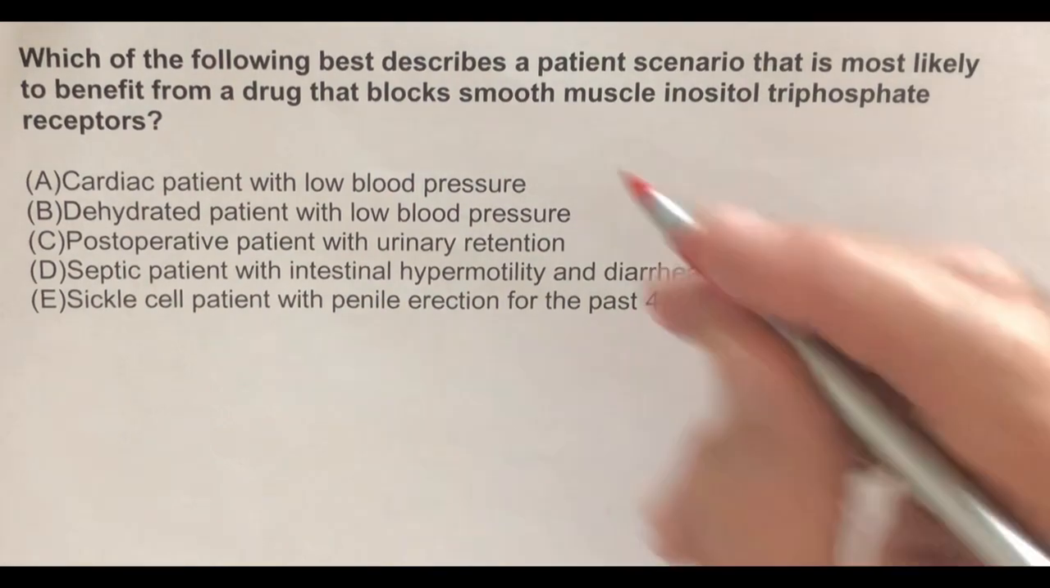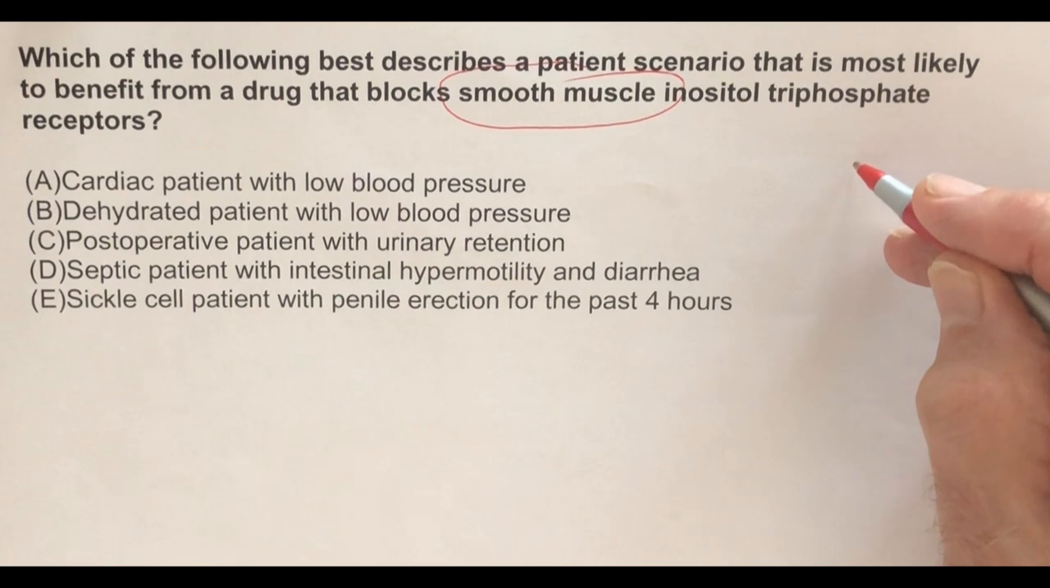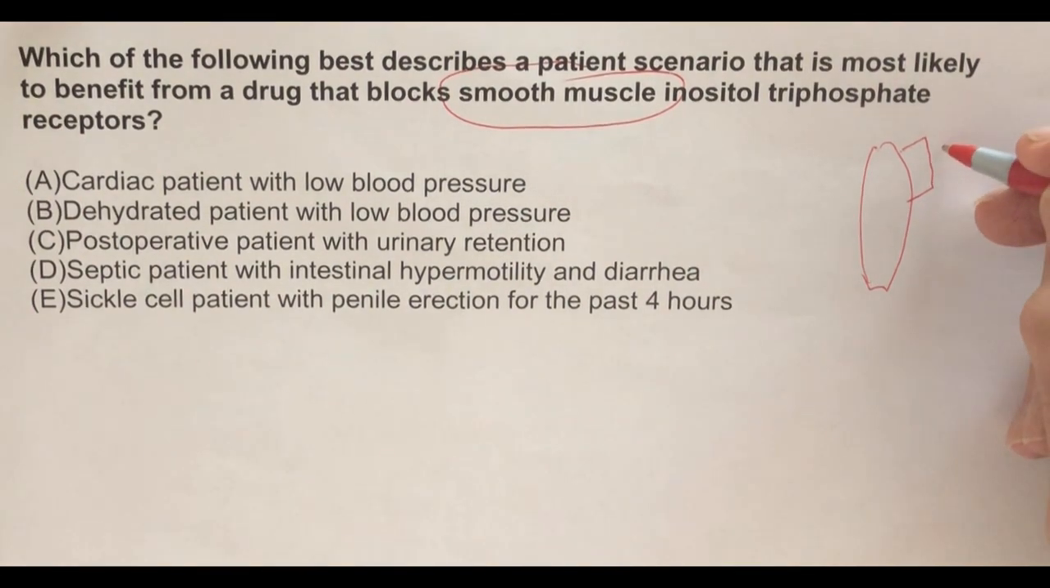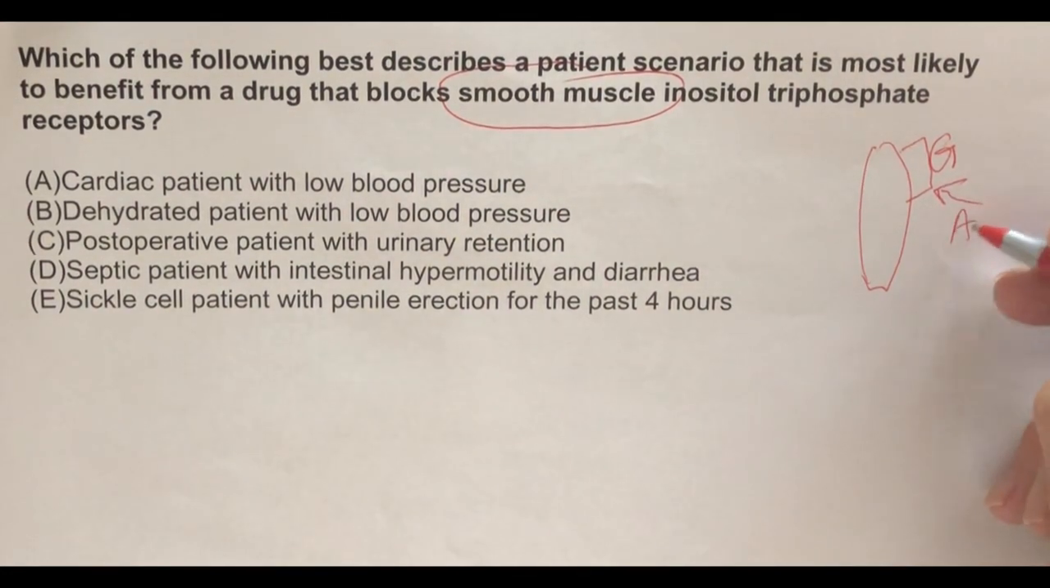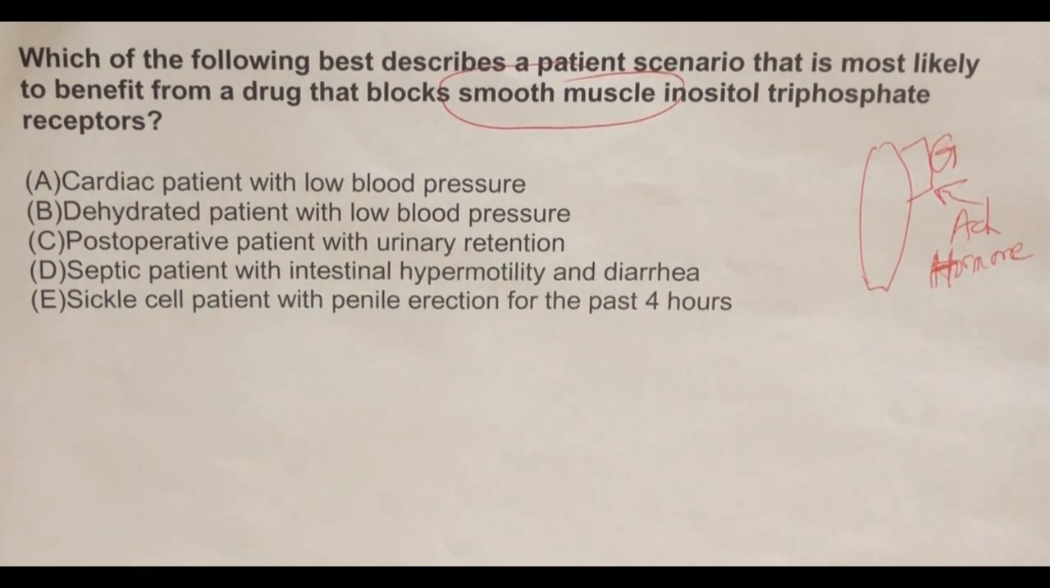So, smooth muscle is the key, isn't it? We have to know a little bit about what smooth muscle does. It contracts, and inositol triphosphate, so if this is a smooth muscle cell over here, inositol triphosphate is stimulated in the muscle after an agonist such as a neurotransmitter or a hormone attaches to a G protein coupled receptor. That's what differentiates smooth and cardiac muscle from skeletal muscle.